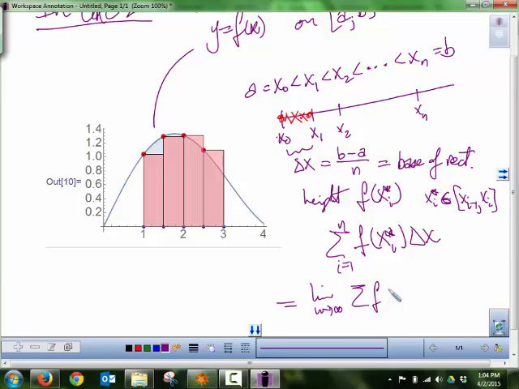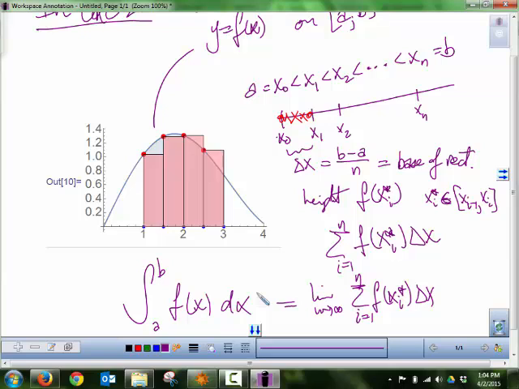And this is where your Riemann sum, this is your Riemann sum here, becomes your integral. And that's the definition. Yeah? What does it stand for... the limit? N goes to infinity.